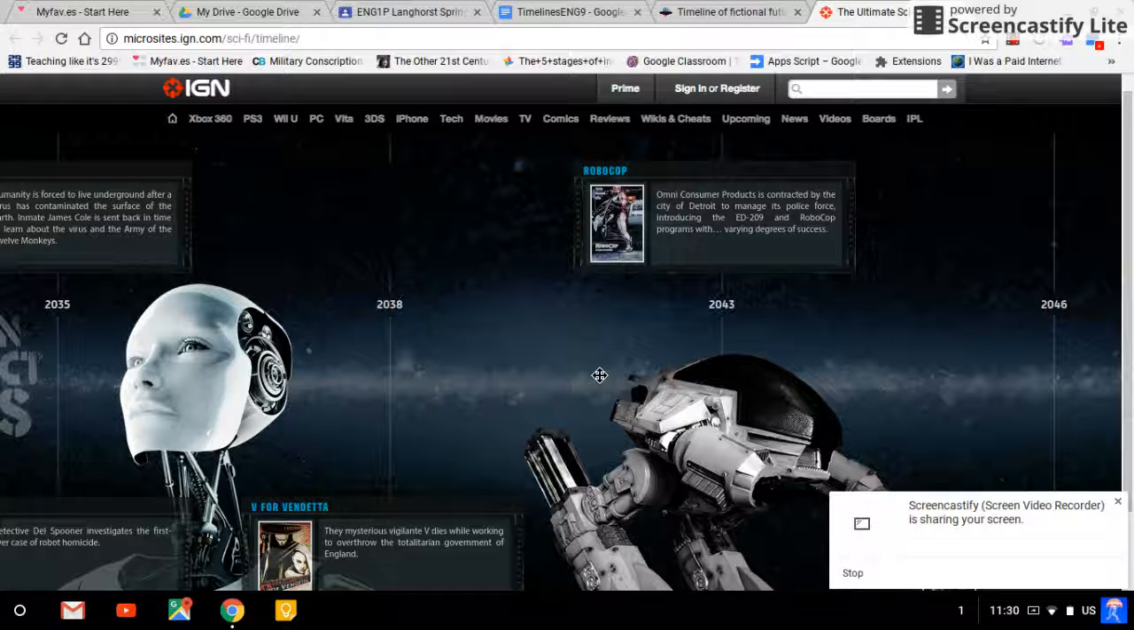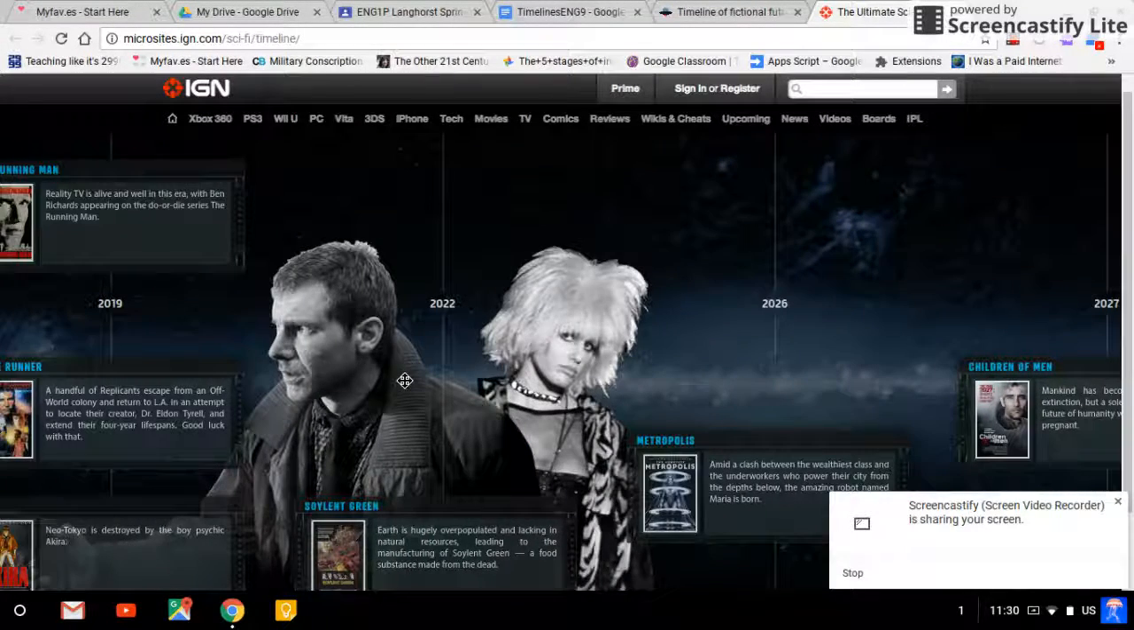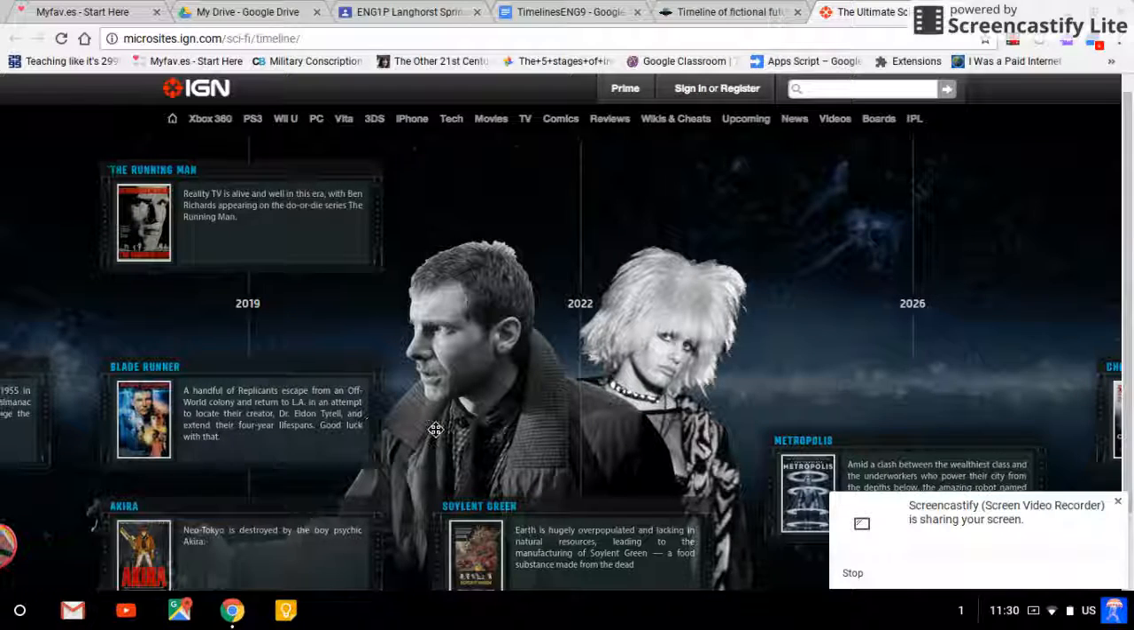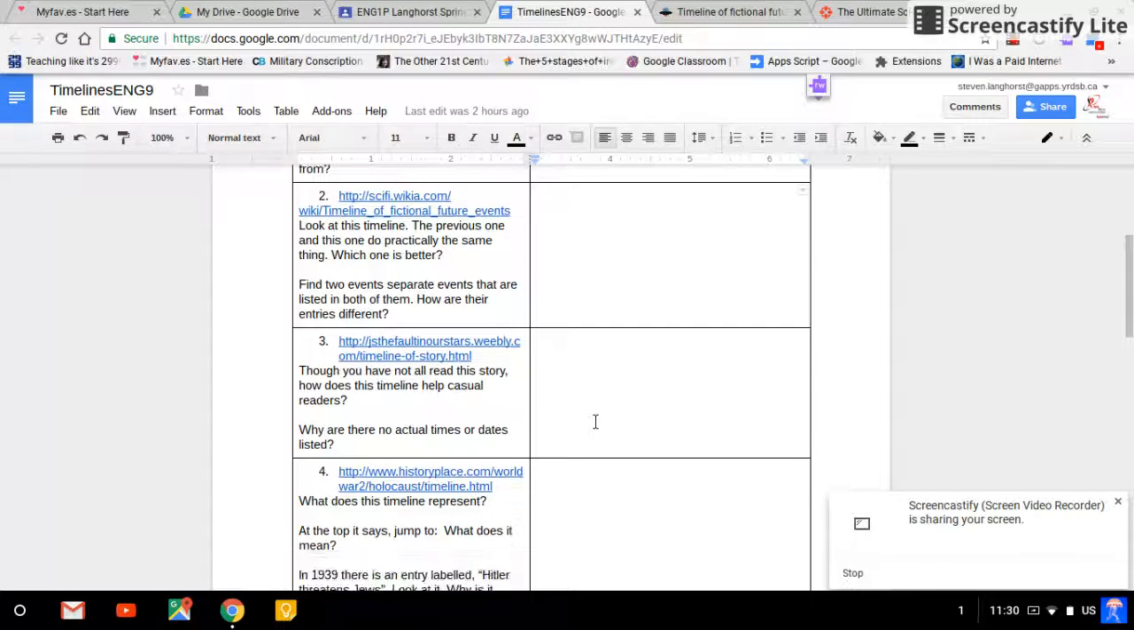and I did show you the timeline for Blade Runner. It's right here. So the idea being, which timeline do you like better? What's the reason why you like or prefer one over the other? So that's the first two questions. The third one is again a timeline, and this one's interesting because it tells a fictional story.